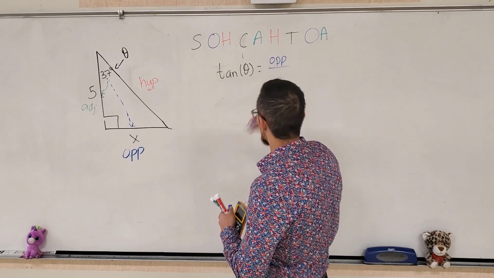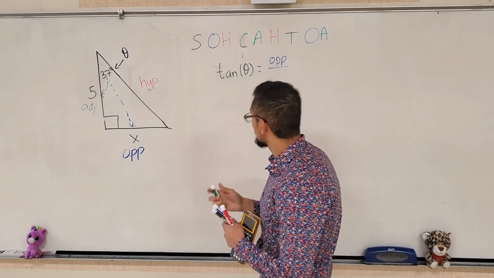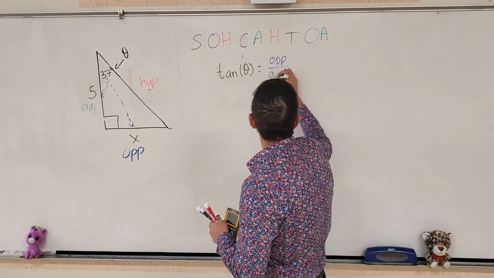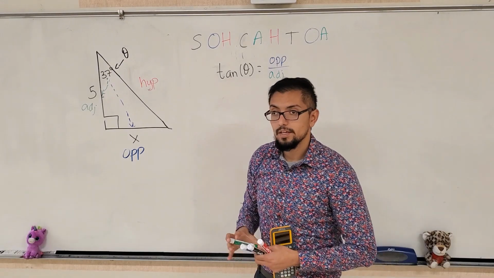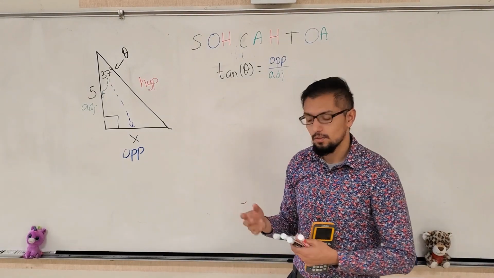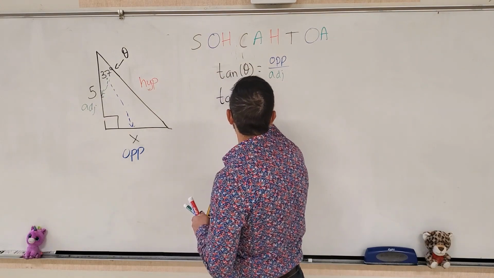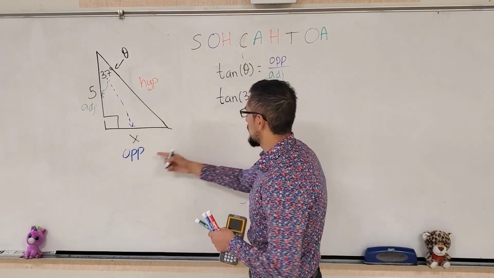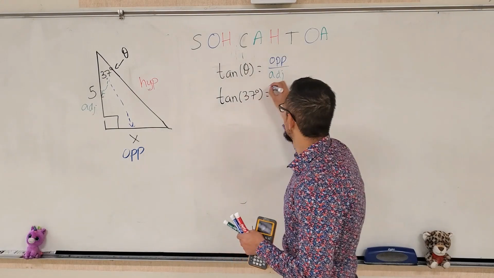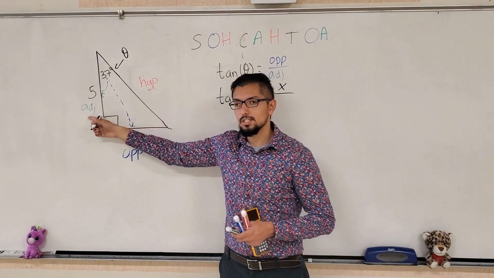opposite over adjacent. Okay, theta in this case would be the 37 degrees. So tangent of 37 degrees equals opposite, which is x, over adjacent, which is 5.